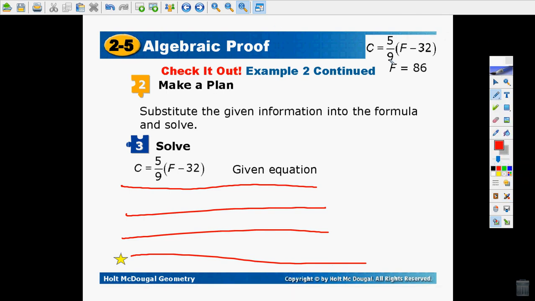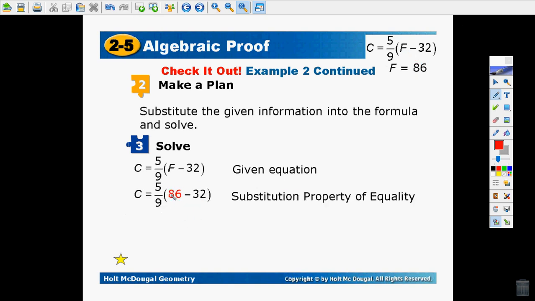Okay, after the given equation, remember we substitute 86 in for F. So we have a substitution property of equality. We put 86 in its place. Then we're going to follow our order of operations and simplify 86 minus 32. Subtract to make 54. So I used a simplify step there. And then again, I need to multiply 54 times 5, and then divide by 9. When I just multiply on one side, notice I'm not multiplying on both sides of the equal sign. It's just one side. That's a simplify step. So I should get a final answer of 30 degrees Celsius when it's 86 degrees Fahrenheit.